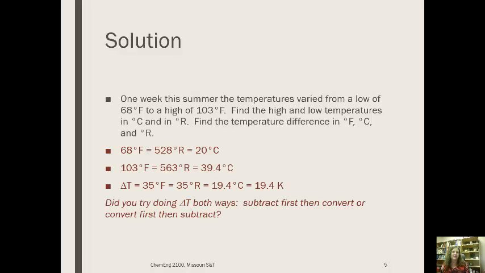This isn't terribly difficult. 68 degrees Fahrenheit is also 528 degrees Rankine. We just add. And to convert to degrees C, you just use the conversion formula. 103 is equivalent to 40 degrees C, roughly. That delta T, if I subtract these, is 35 degrees Fahrenheit. If I subtract these, it's 35 degrees Rankine. But remember, these are the same, right? And the temperature difference in degrees C is 19.4 degrees C. It would also be 19.4 Kelvin.